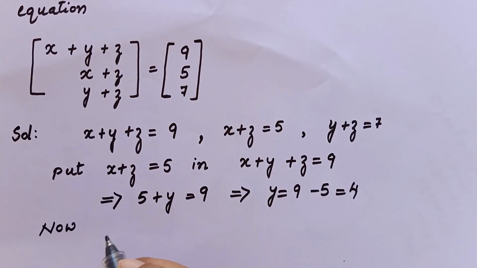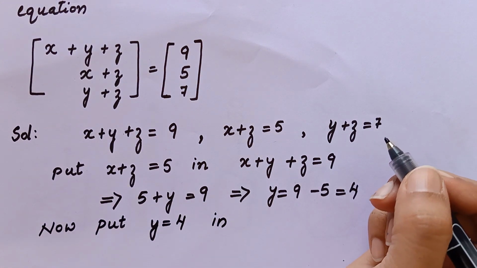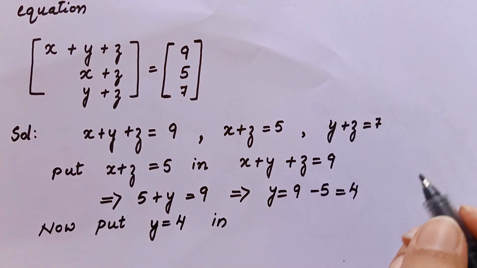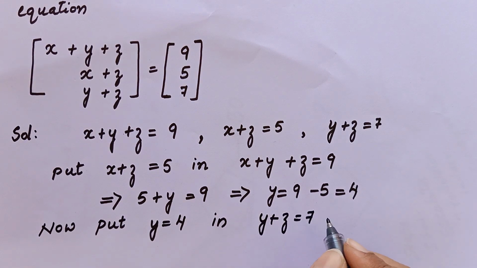So we got the value of y here. Now we'll find the value of z. Put y equals 4 in y plus z equals 7, and we'll get the value of z.